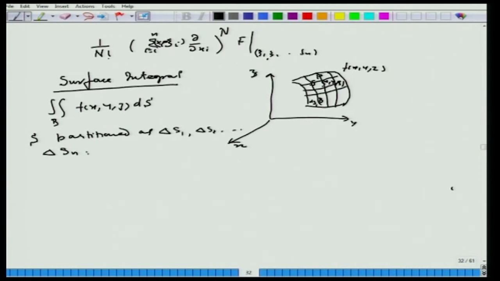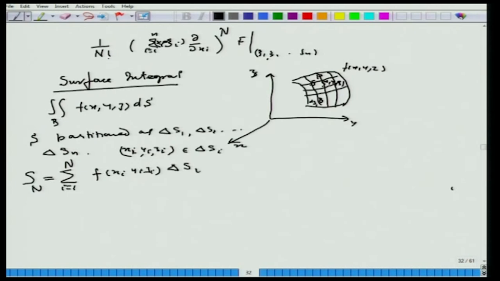And here say x_i, y_i, z_i is a point in delta S_i. So, then we consider this sum S_n, the sum of f of x_i, y_i, z_i, i equal to 1 to capital N, times delta S_i.